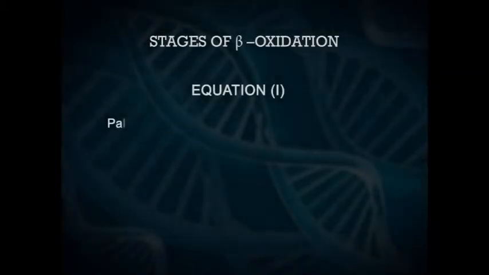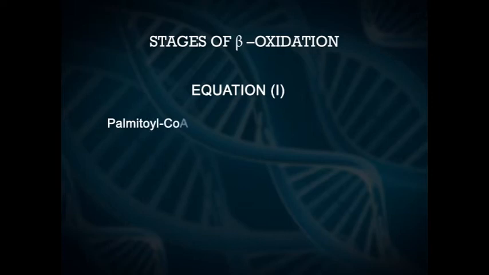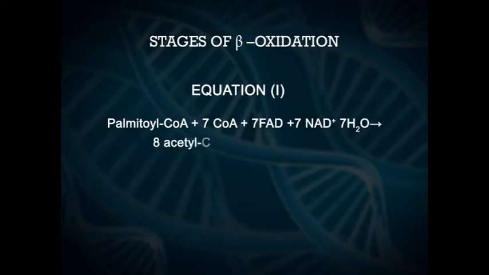Thus, 4 ATP molecules are formed for each 2-carbon unit removed in one pass through the sequence. The overall net gain equation is 1 palmitoyl-CoA, 7 coenzyme A, 7 FAD, 7 NAD+, plus 7 molecules of water to finally give the product as 8 acetyl-CoA molecules, 7 FADH2, 7 NADH, and finally 7 protons.